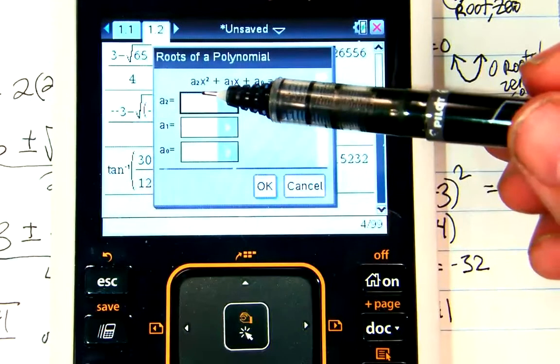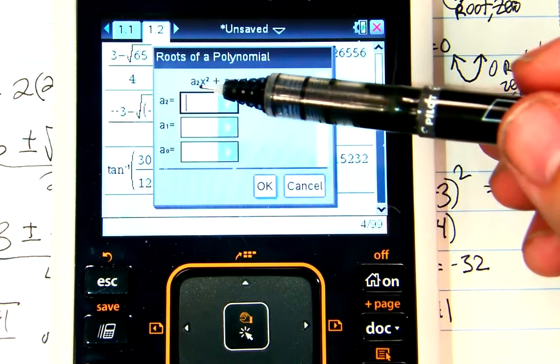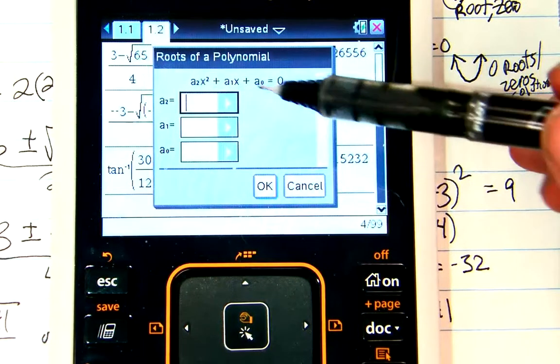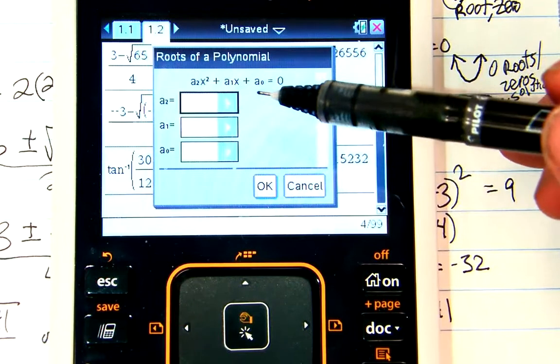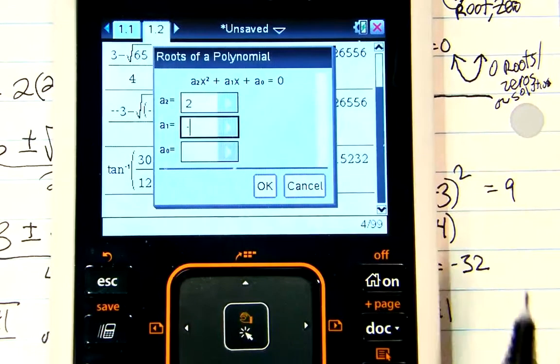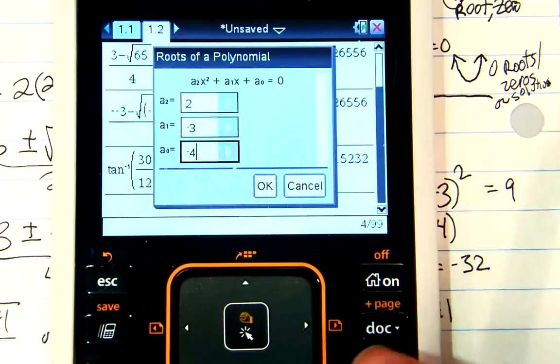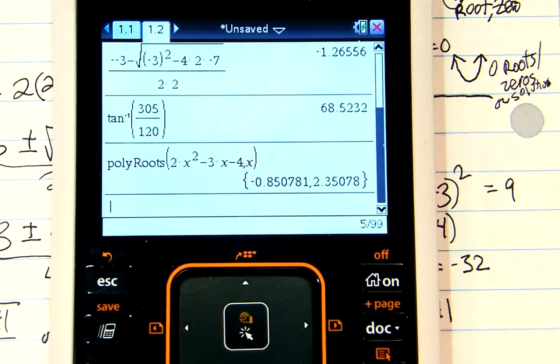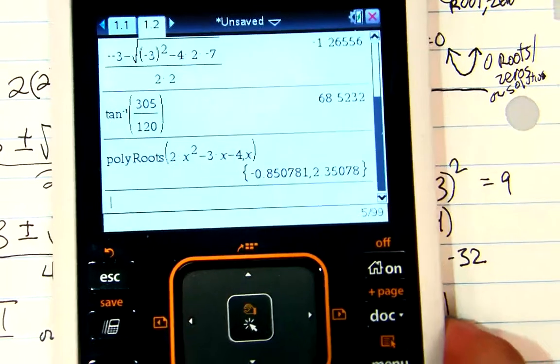This would be like ax squared plus bx plus c. You just have a sub 2, a sub 1, and a sub 0. So our answer, we had 2 for that one. The next one was a -3. And the next one's a -4. You tab down to OK. It'll plug in your polyroots, and we get the decimal answers for it without having to do the entire quadratic formula. So our calculator does a nice job with this for polyroots.